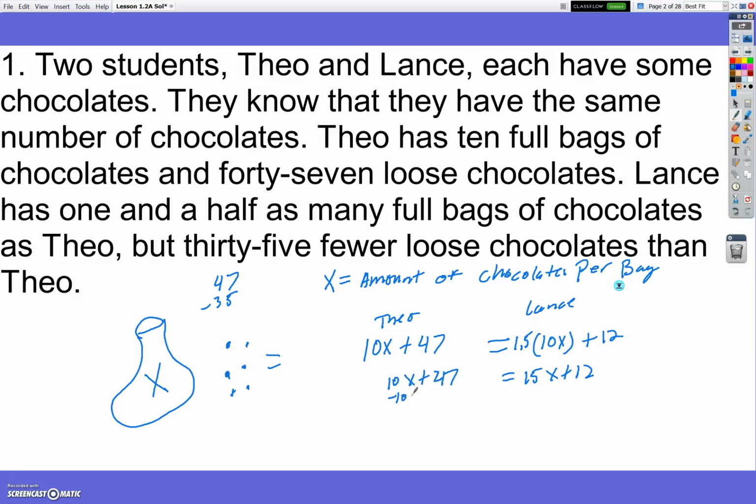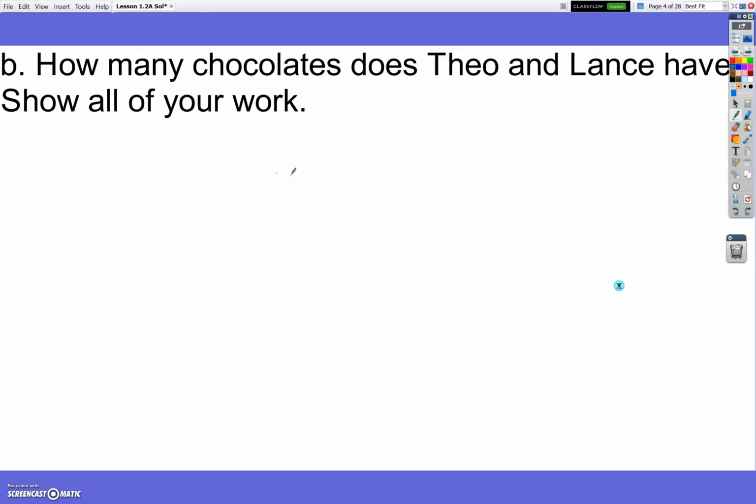So then when I solve for x, what I'm going to do is get the variable on one side of the equal sign. I'm going to subtract 12 on both sides. So that means that I'll have 5x is equal to 35. When I divide both sides by 5, that means I'm going to get x equals 7. That means that there are 7 pieces of chocolate in each bag. So we were able to define the variables, and we were able to solve that there are 7 pieces of chocolate in each bag.